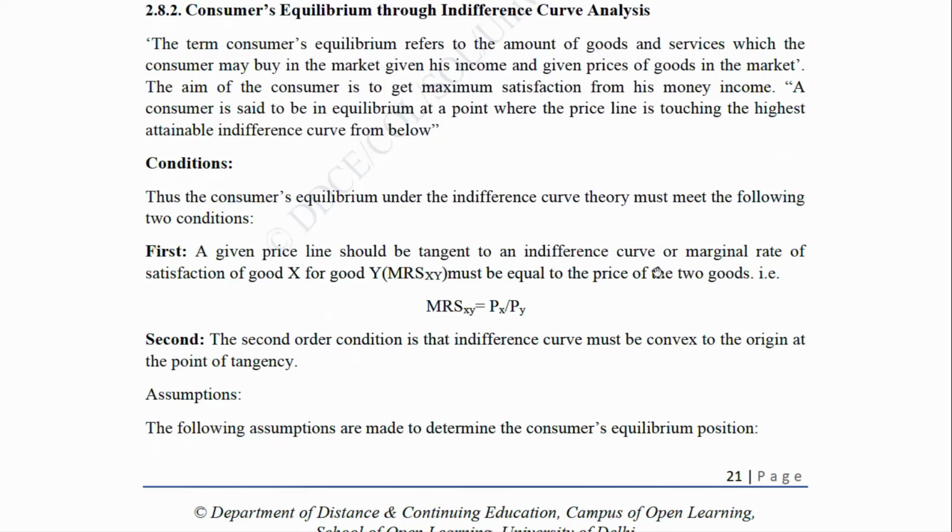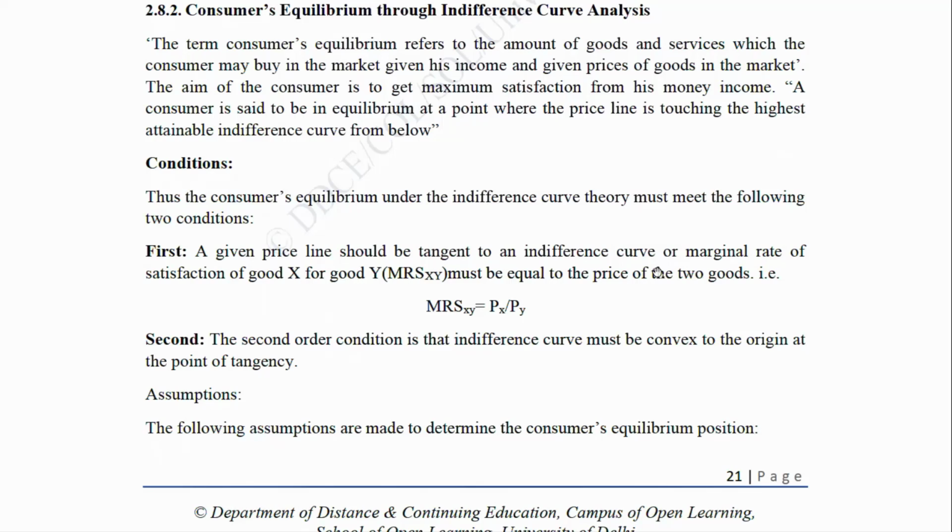Thus, the consumer's equilibrium under the indifference curve theory must meet the following two conditions. First, a given price line should be tangent to an indifference curve, or the marginal rate of substitution of good X for good Y must be equal to the ratio of the prices of the two goods. That is, the marginal rate of substitution of X and Y is equal to the price of X upon the price of Y. Second, the second order condition is that the indifference curve must be convex to the origin at the point of tangency.